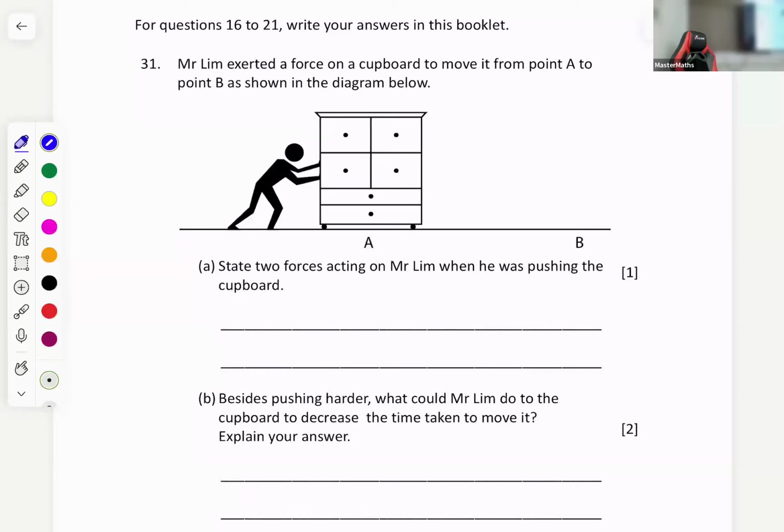Okay, now let's quickly do this. What are the two forces acting on Mr. Lim as he was pushing the cupboard? Frictional force, because he's moving. Anything else? Gravitational force, because he's on Earth. Exactly. Energy is not a force; it is the next topic.